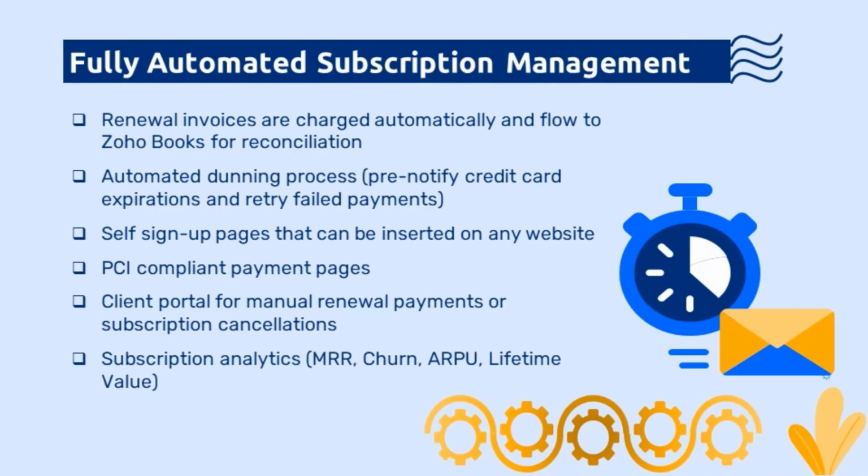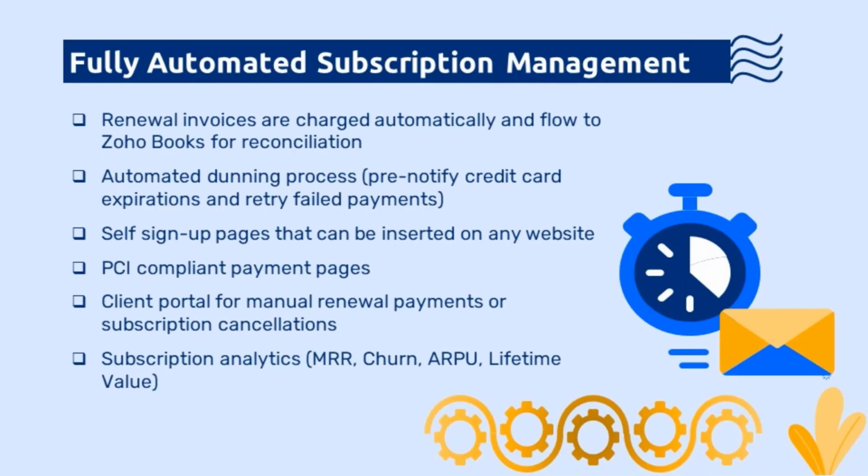So here the renewal invoices, whether it's monthly, quarterly, annually, depending on what is the time period that you have, those renewal invoices will be automatically generated, will be sent to customers, will also be directly flowing into Zoho Books for reconciliation. You will have an automated process by which you can notify the credit card expiration, and you can retry the failed payments. So automated payments will be part of this.